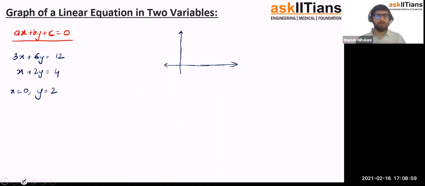X is 0, y is equal to 2. So let's now plot this. X is equal to 0 and y is equal to 2. So when x is 0, y is 2. So this is that point. Let's consider this point as 0 comma 2.